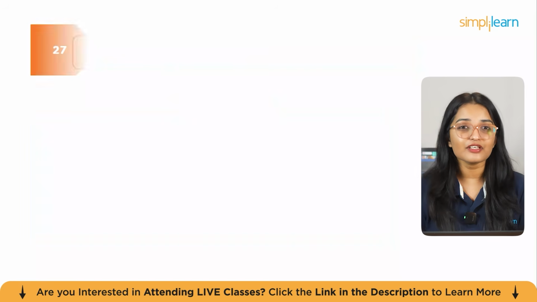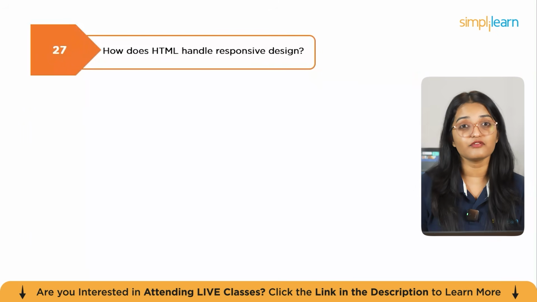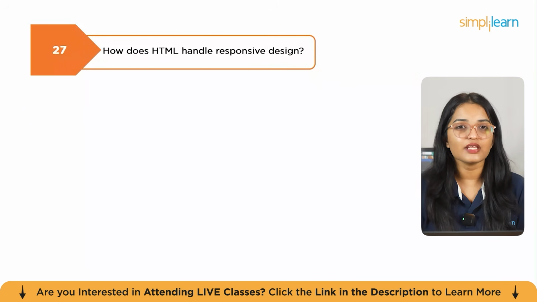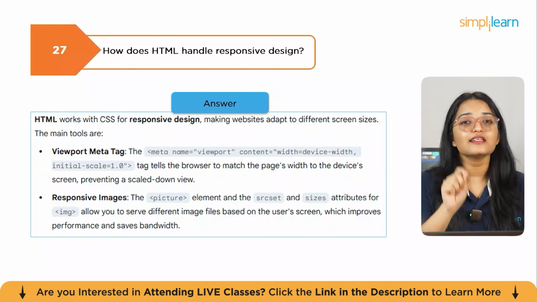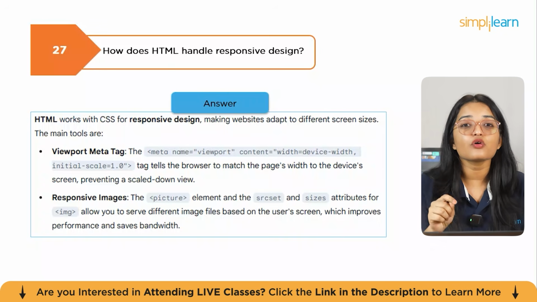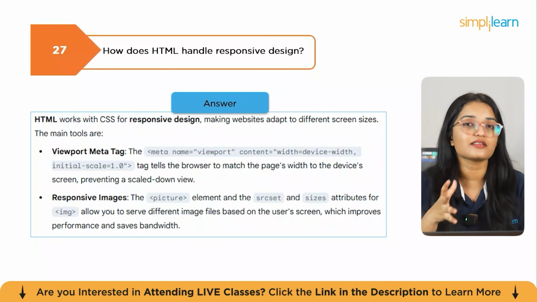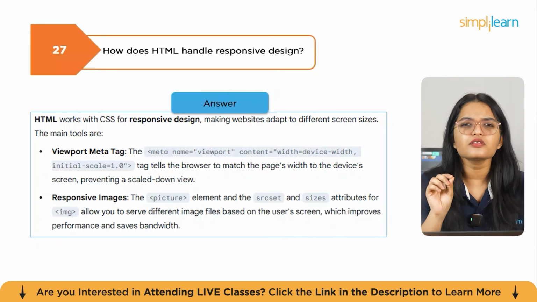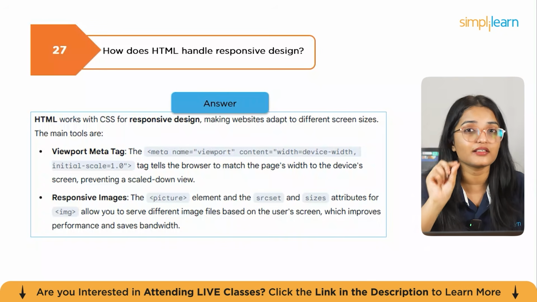Let's move on to our 27th question on our list, which is: how does HTML handle responsive design? To answer this, you need to say that HTML, in conjunction with CSS, plays a very important and crucial role in responsive design, which is the practice of building websites that adapt to different screen sizes and devices. The most important HTML element for this is the viewport meta tag.